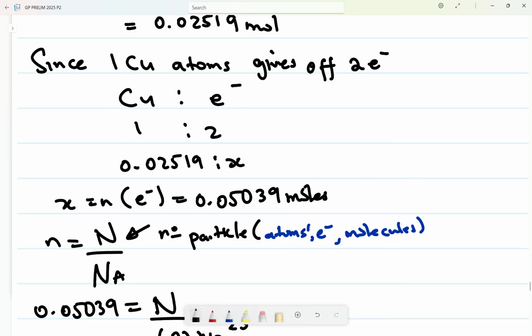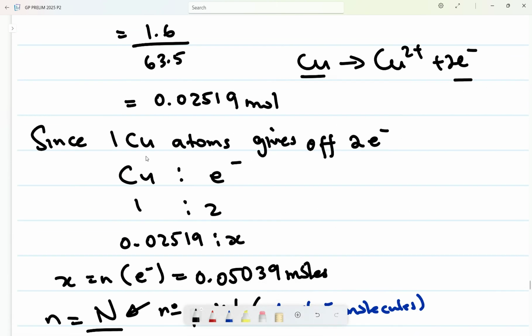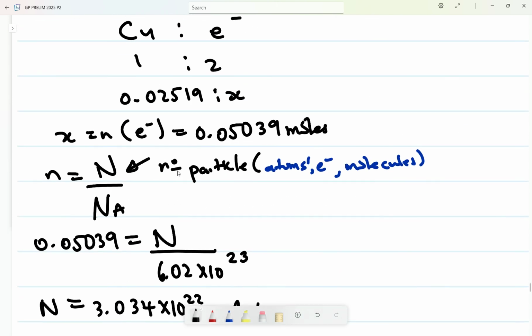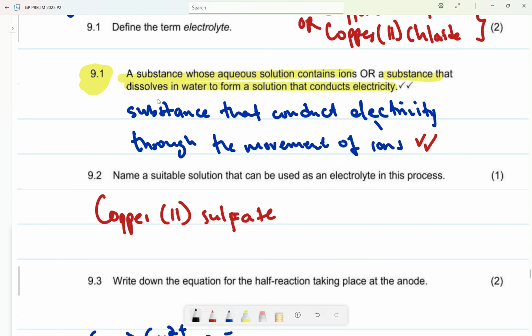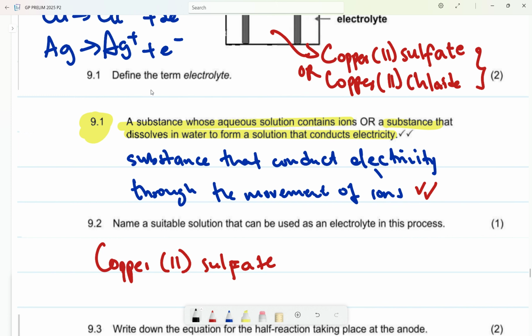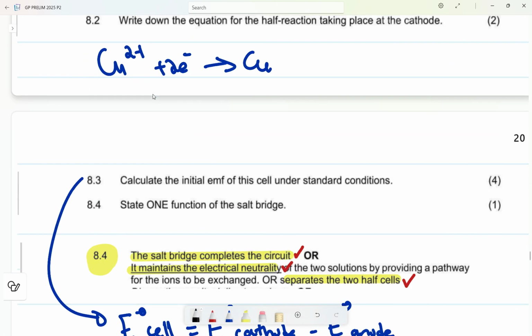So that's basically that, guys. Find the number of moles using copper, then use the mole ratio between copper and electrons, and then use the Avogadro's constant equation to find the number of electrons, found in the number of particles thereof. So yeah guys, am I missing any question? I don't think so. Yeah, I think everything is fine, guys.